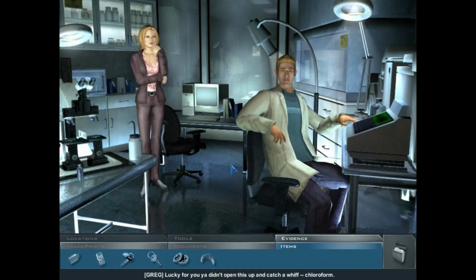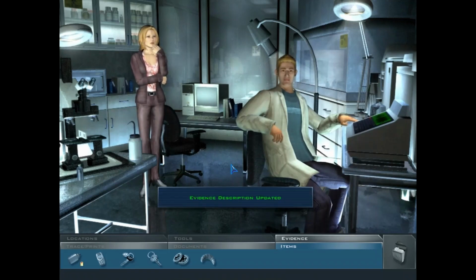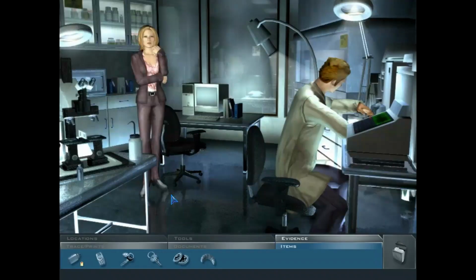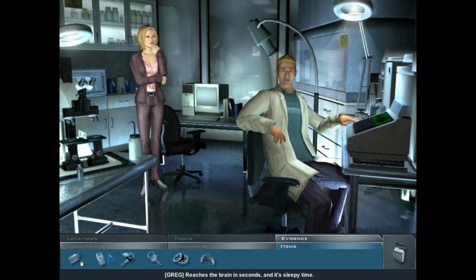Lucky for you, you didn't open this up and catch a whiff. Chloroform. Enough missing to knock somebody out? Absolutely. Once inhaled, the chemical enters the bloodstream through the lungs, unaltered by the liver. Reaches the brain in seconds, and it's sleepy time.